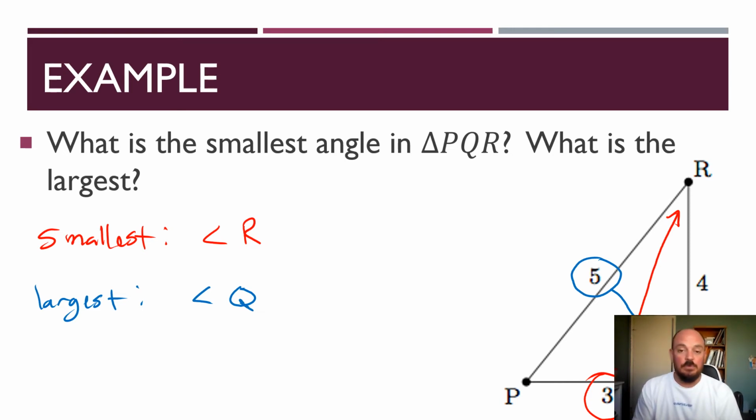All right, so very simple and straightforward. I didn't ask you about the middle one. If you find the smallest and you find the largest, the middles are just left over. But the middle side, the 4, is RQ, so the middle angle would be angle P.